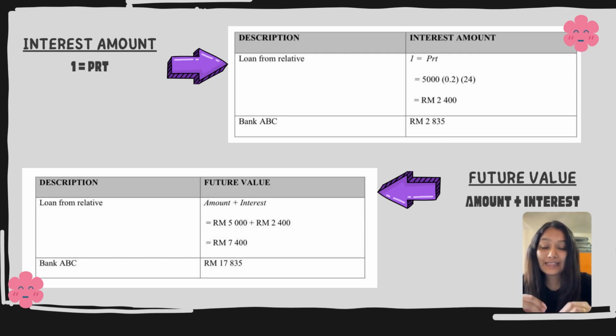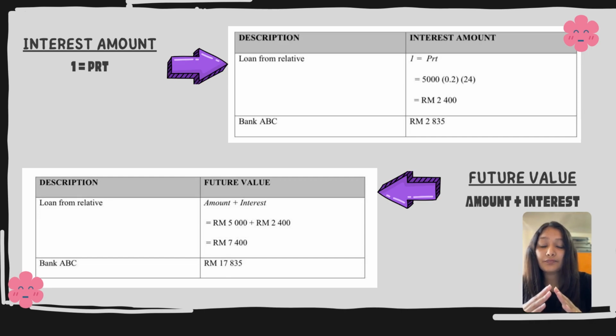Moving to the next slide, this is the calculation from the previous table given. To find out the interest amount, the formula was I equals PRT. For loan from relative will be 5,000 times 0.2 times 24. The total will be 2,400. Followed by that, the Bank ABC's interest amount will be 2,835.